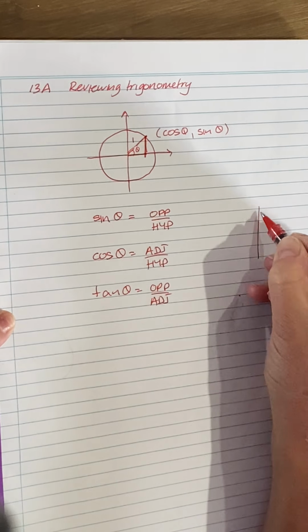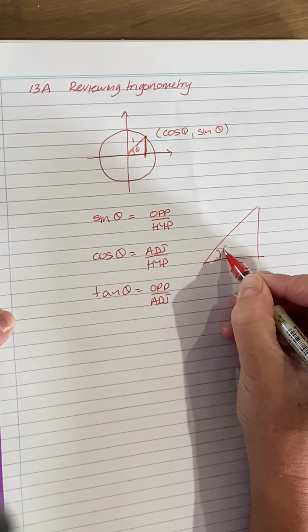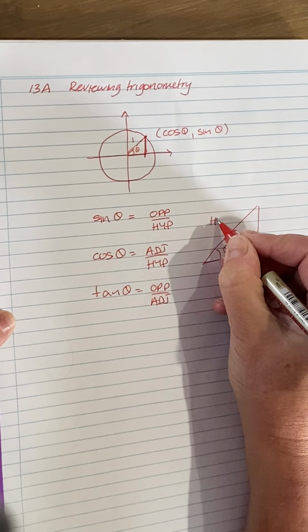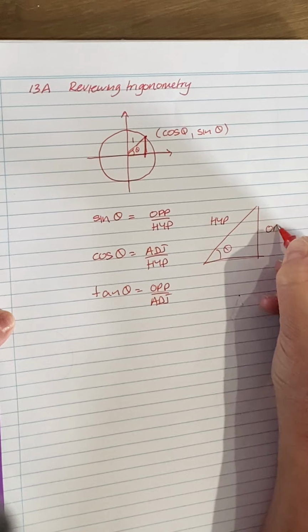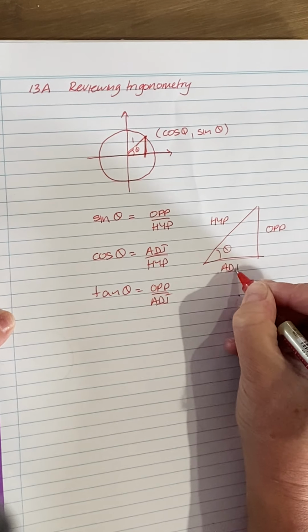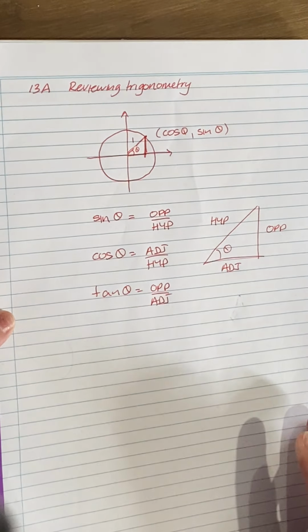And this of course is when we've got a triangle. The angle here is theta. This is the hypotenuse, this is the opposite and this is adjacent. And adjacent just means next to. It's just not a word that we use that often.